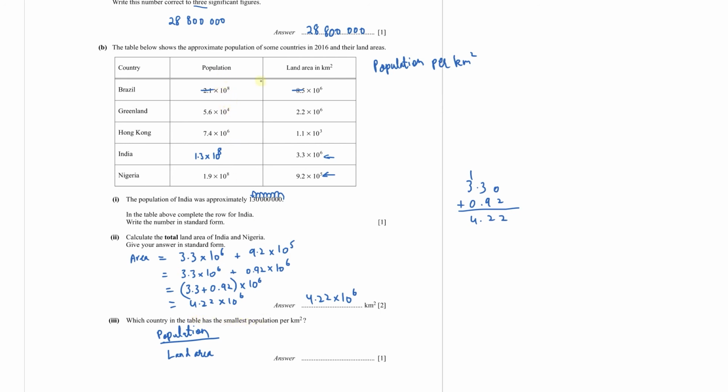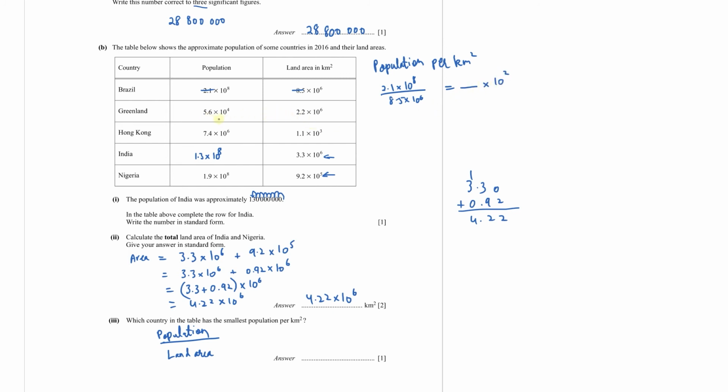So if I divide population by land area, let me just show you one. 2.1 into 10 power 8 divided by 8.5 into 10 power 6. Ignore these values, just look at the powers. So this will be 10 power 8 minus 6. So this will be some value: 2.8 divided by 8.5 is some value multiplied by 10 squared.